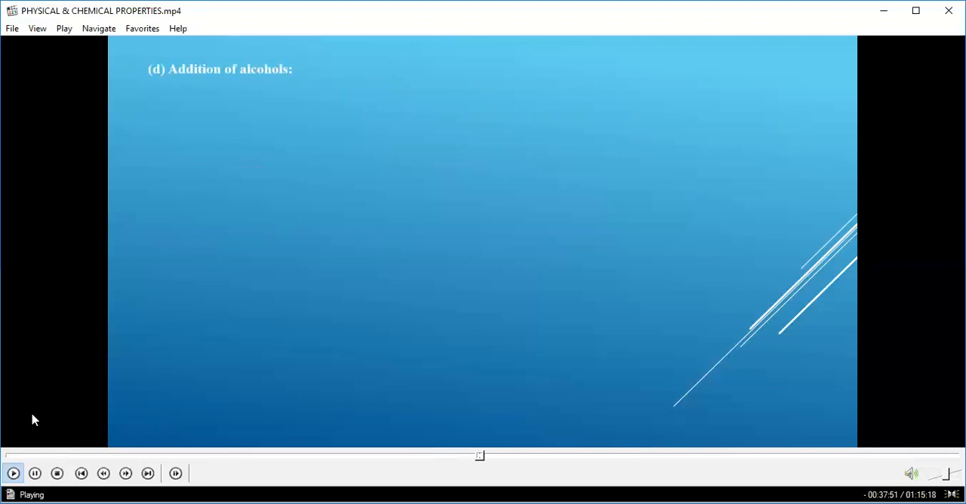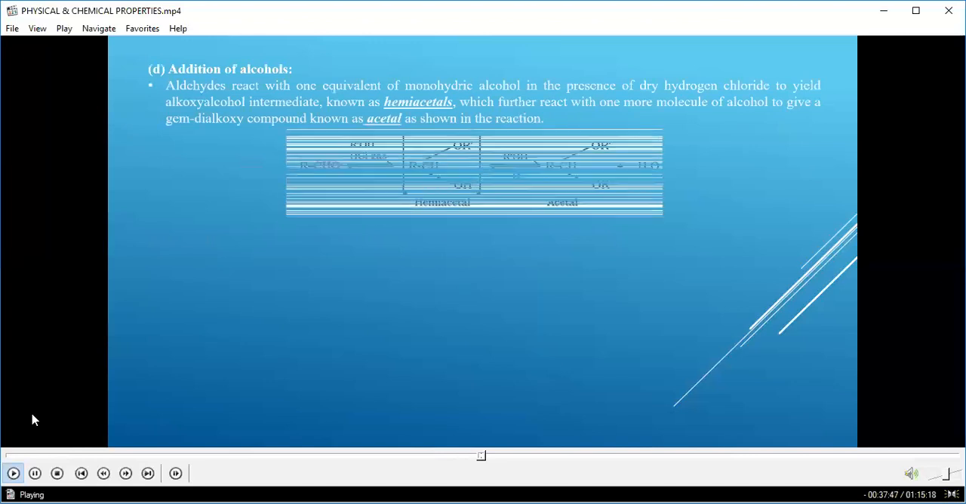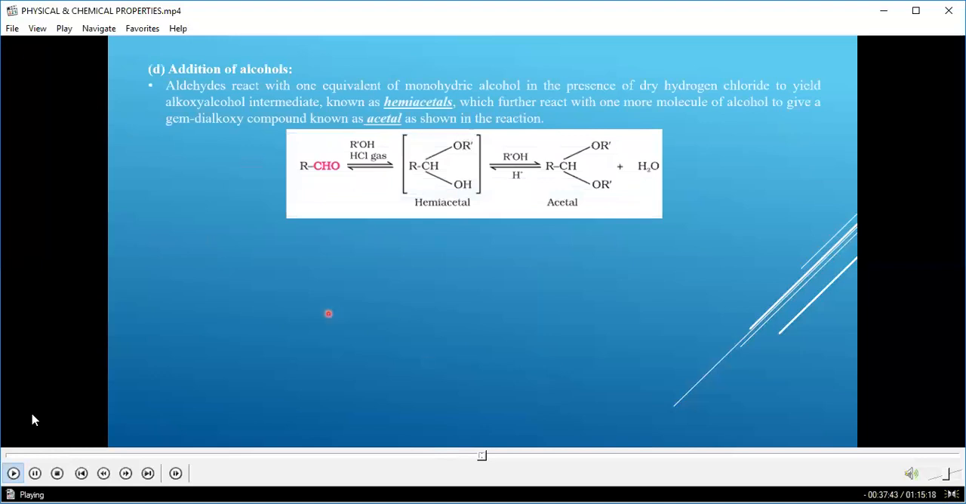Next comes addition of alcohols. This is a little important. Please listen carefully. When aldehyde reacts with one equivalent of monohydric alcohol. Now what is monohydric alcohol? Monohydric alcohol means a compound having only one hydroxyl group. In presence of dry hydrogen halide to yield alkoxy alcohol as an intermediate, which is known as hemiacetal.